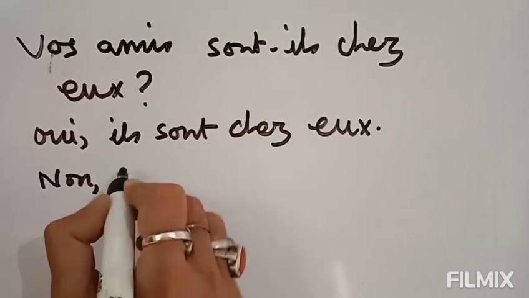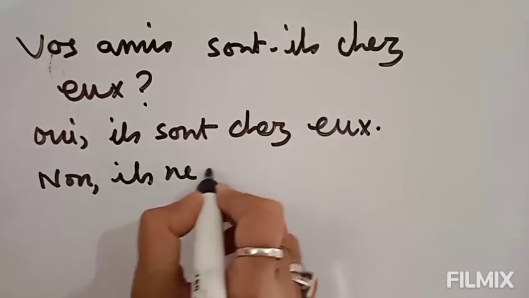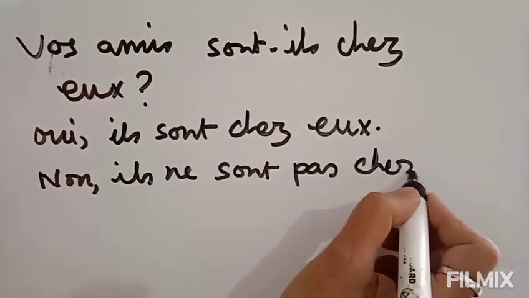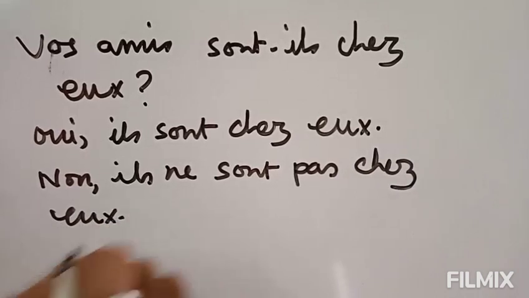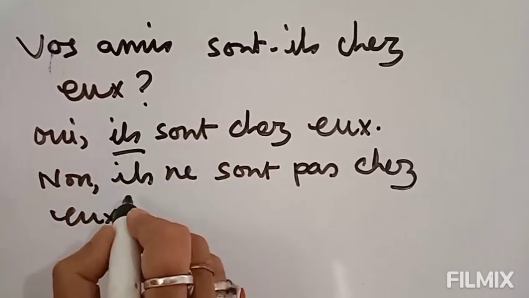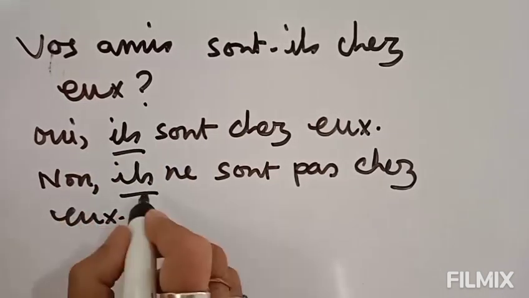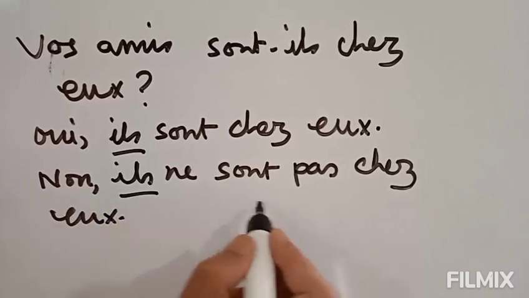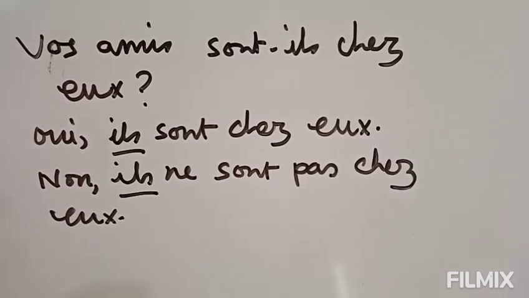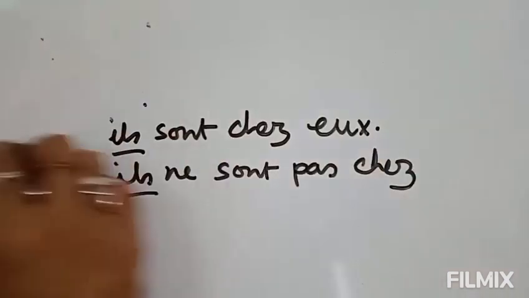Now see the negative answer. Ils ne sont pas chez eux. This is the negative answer. The first one is: yes, they are in their house. I am using a pronoun. Here also, in the negative, I am using a pronoun. I am giving the answer using a pronoun. No, ils ne sont pas chez eux. Okay, this is the negative. Next question.